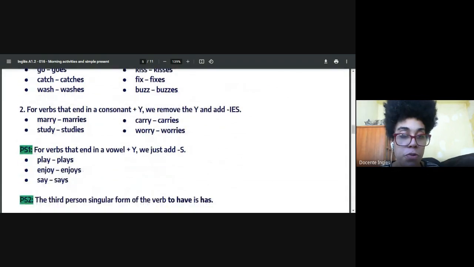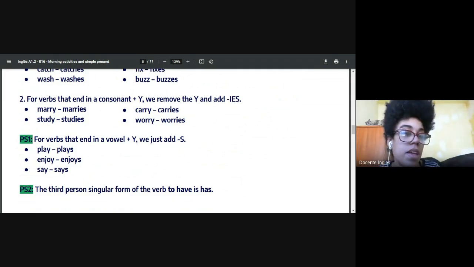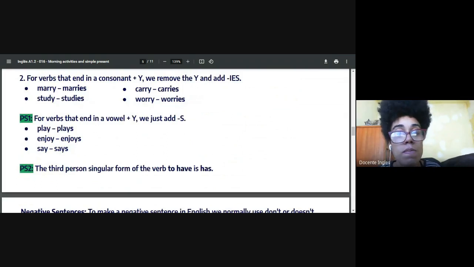Number 2, for verbs that end in a consonant plus y, we remove the y and add ies. So, for example, marry, as in getting married. She marries. He studies. She carries. He worries. Now, we have a few observations.